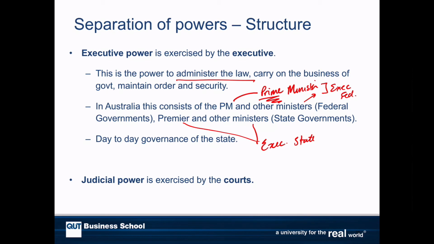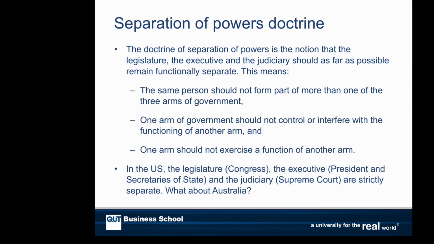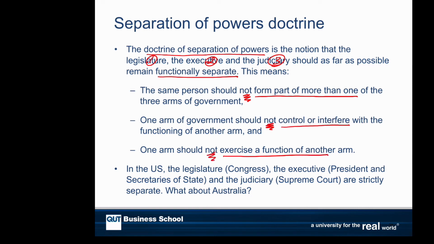Judicial power is exercised by the courts, which is an entirely separate organ of government. So as we've mentioned, the doctrine of the separation of powers is the notion that these three, the legislature, the executive, and the judiciary, should as far as possible be functionally separate. So the same person shouldn't form part of more than one of them. One arm of government should not control or interfere with the other. One arm should not exercise a function of another.